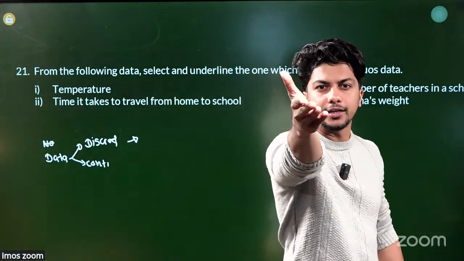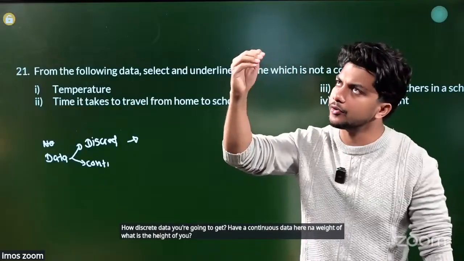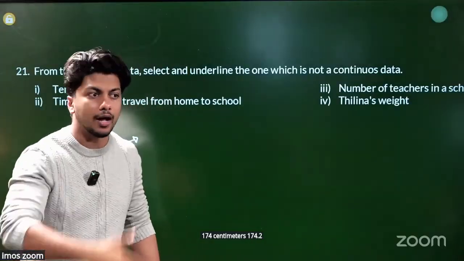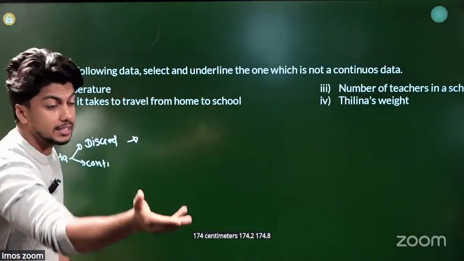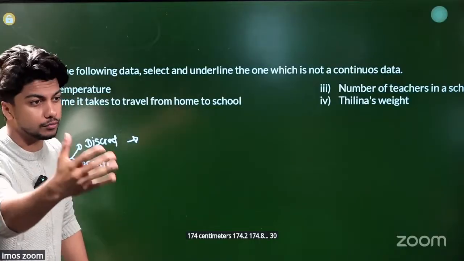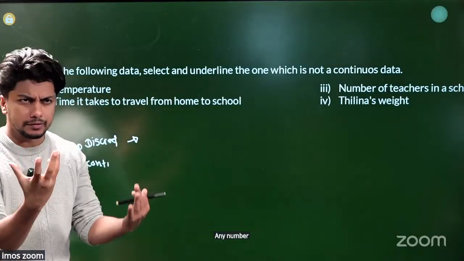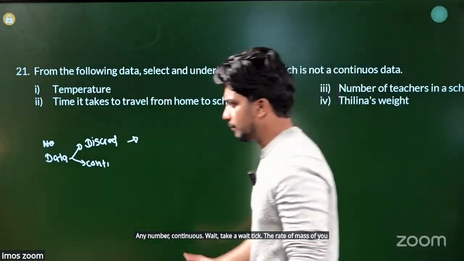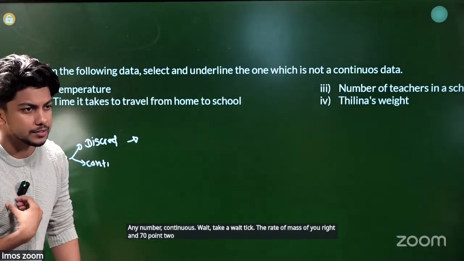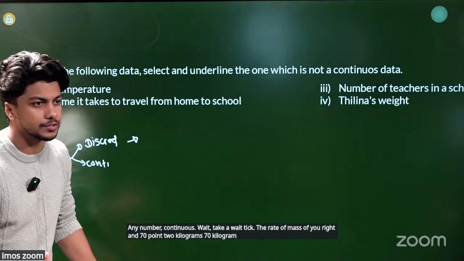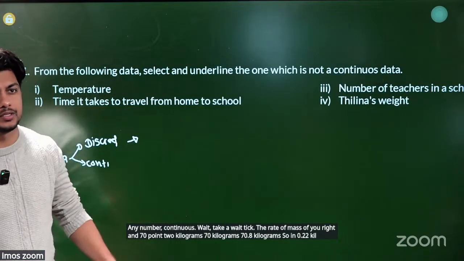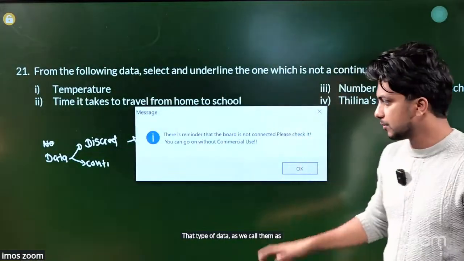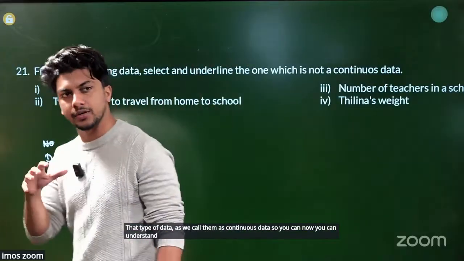What is the height of you? 174 centimeters, 174.2, 174.8, any number we can give. That is continuous. The weight, the mass of you, right? I'm 70.2 kilograms, 70 kilograms, 70.8 kilograms, 70.222 kilograms, whatever it is. That type of data we call continuous data. So you can understand the difference between discrete data and continuous data.